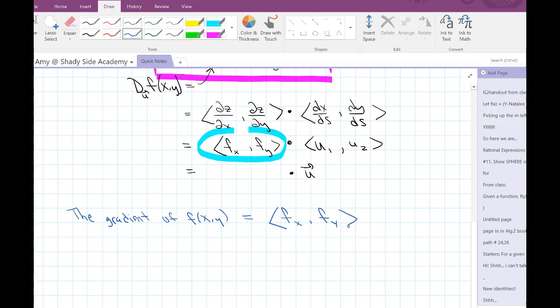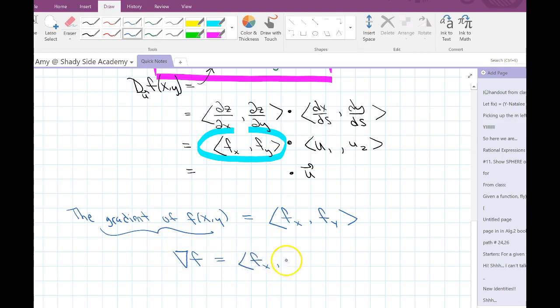Now, you're wondering, when we write the gradient of f of x, comma, y, there has to be a symbol for this, and there is. The gradient of a function is the same thing as del f. This symbol here is pronounced del. Del f is a vector.